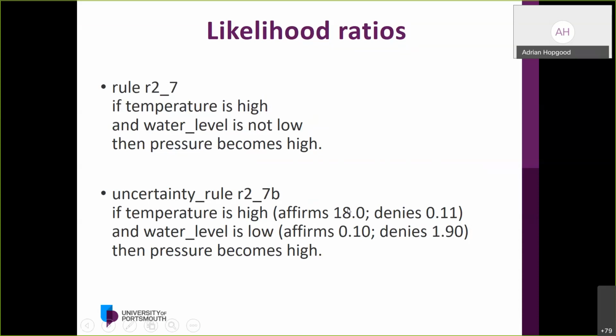It's updated using these so-called affirms and denies weights. So if the temperature is high, you apply this kind of weighting to raise the probability of the pressure being high. Conversely, if the temperature is not high, then you can reduce the probability of pressure being high. This second condition is the other way around, in that the denies weight is higher. That's because if you look at its original form, it was a negative rule. So if the water level is not low, then that serves to increase the probability of the pressure becoming high. So you've got this concept of probabilities constantly being updated. That's the key message of Bayesian updating.